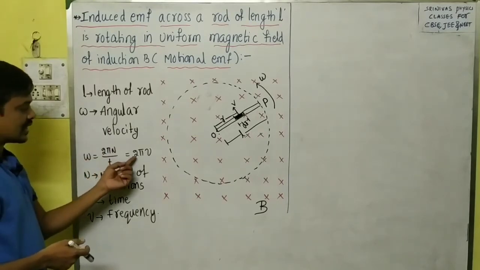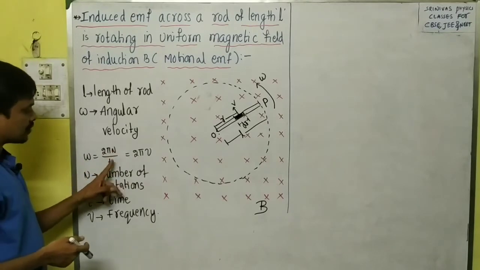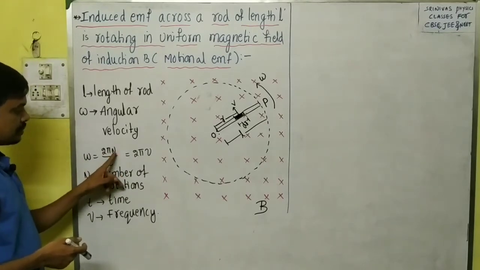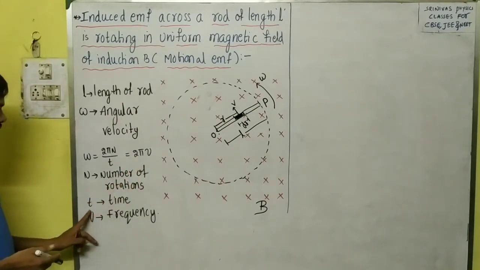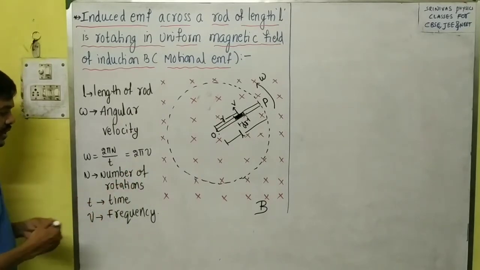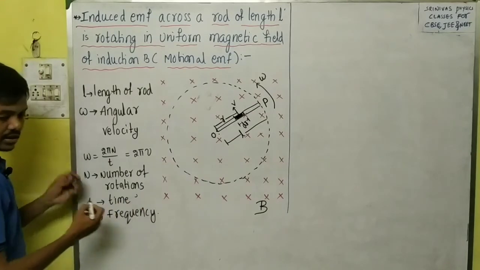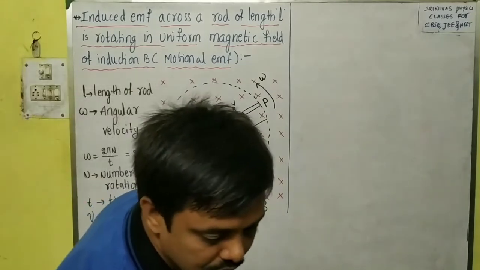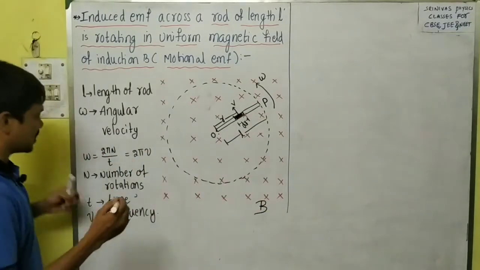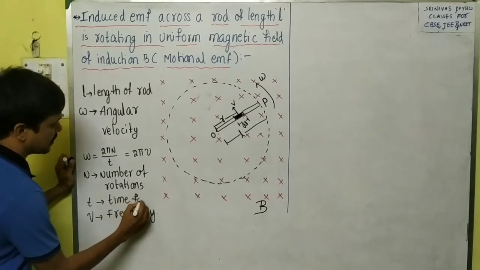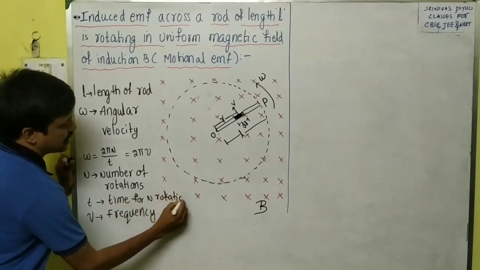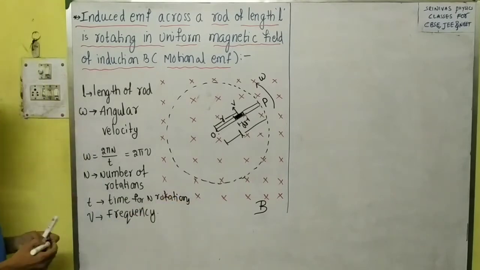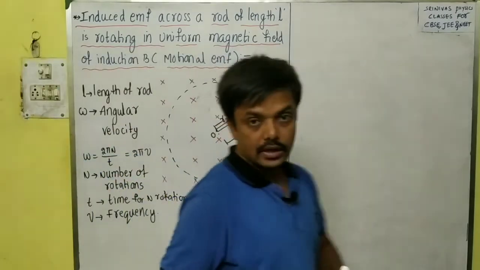Or otherwise, the number of rotations per unit time, n by t, we can write as the frequency, so omega is 2 pi nu. Nu is the frequency, and t is the time for n rotations. What is t? Time for n rotations. Look here, this is the time for n rotations, right? Okay.